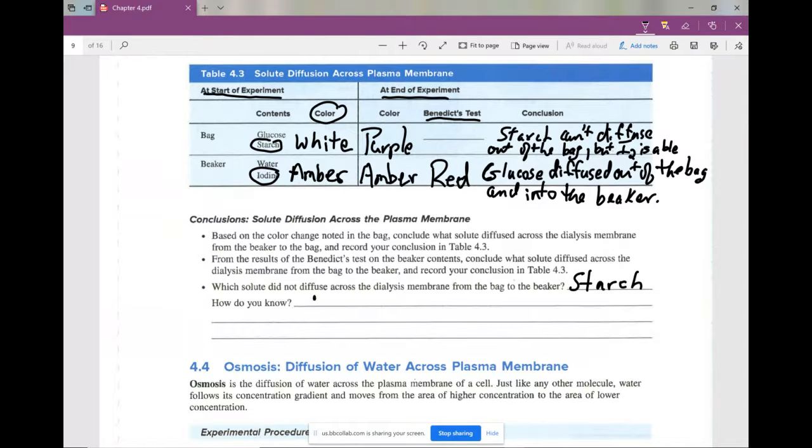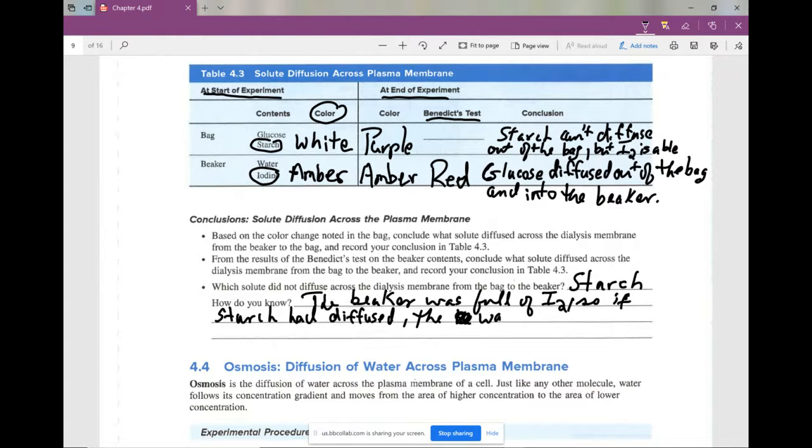How do you know? The beaker was full of iodine, right? So if starch had made it through, had diffused, the water in the beaker would have turned purple.